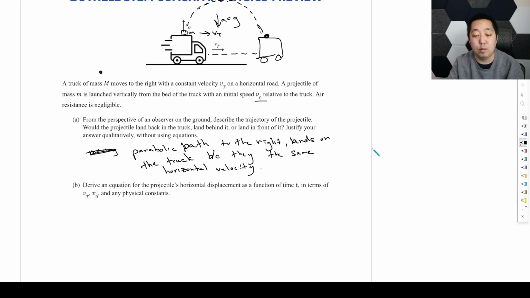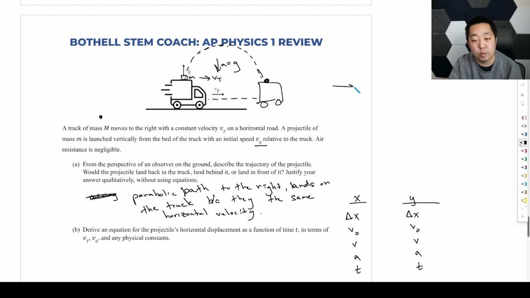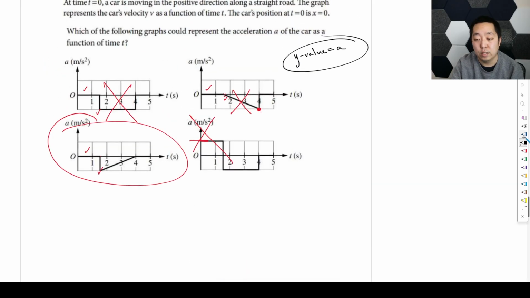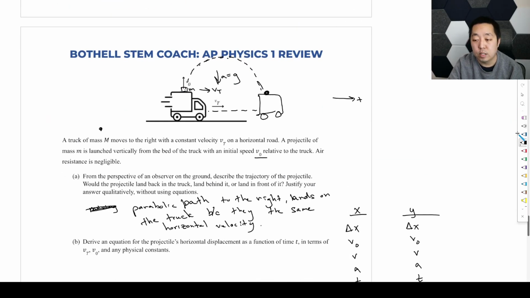Okay, so this is projectile motion. We are going to list out our x and y variables, V0, V, A, T. These are our 5 kinematic variables we list out. That's kind of always our process. And we're going to assign direction, so we're going to say right is positive. We see we've drawn the motion. That's an important part. Okay, so the displacement vector of the box is going to be this way.